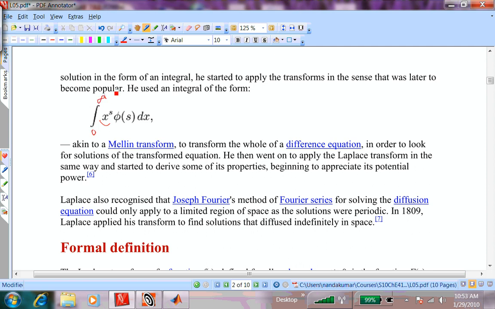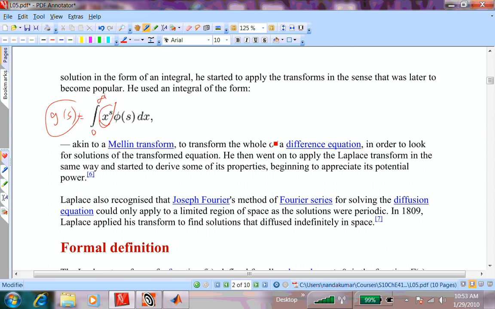It could be 0 to infinity or minus infinity to infinity, and in the process, you are getting rid of the original variable x, and what you get is a new function, which is a function of s. So the original function has been transformed to a new function using this rule. Okay? And why are these rules useful? Why do they define integral transforms? Because they are extremely useful.